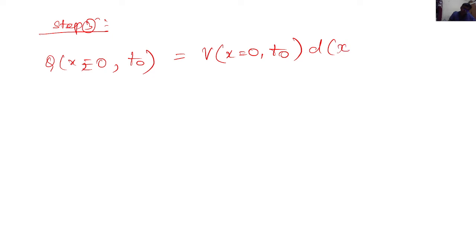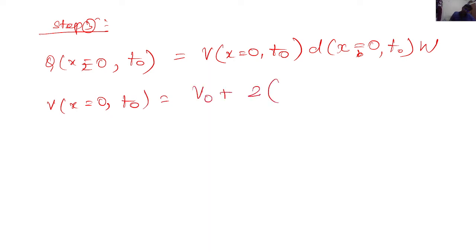Area is the depth of the flow times the width of the banks. Width is w. This is the continuity equation. So v at x equal to 0, t naught, from the method of characteristics, will become v naught plus 2c at x equal to 0, t naught, minus c naught. This comes from the same formulation of choosing the surge velocity as the observer velocity.